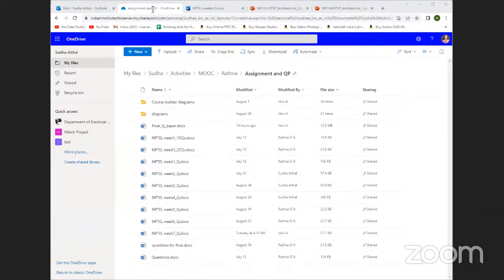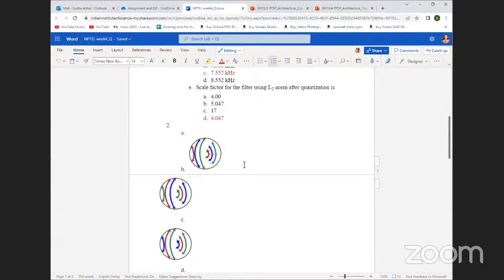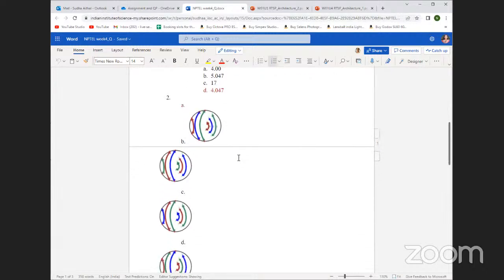You are talking about the circular convolution, where we have the unit circle within which zeros and poles have been marked. Is that the one you are asking? Yes, ma'am, this one. Okay. Well, the first one is the correct answer. A is the correct answer in this.